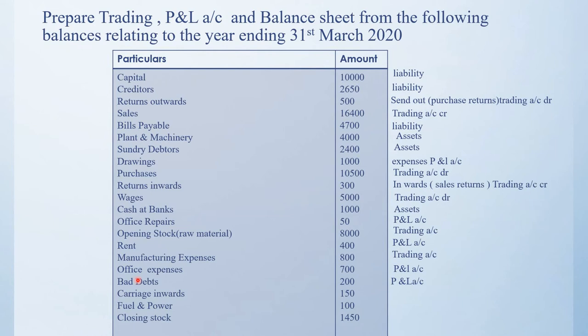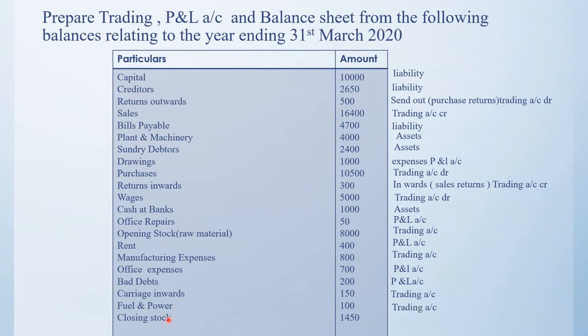And carriage inwards are nothing but the goods transportation charges. Goods or raw material or finished product, all these transportation of goods is linked to the production purpose, so we can record it in the trading account. And next, fuel also. The fuel and power will be used in the production department only for machines, so we'll record it in the trading account itself.